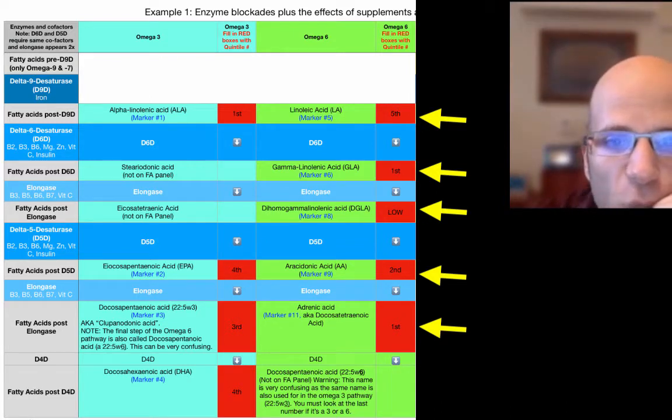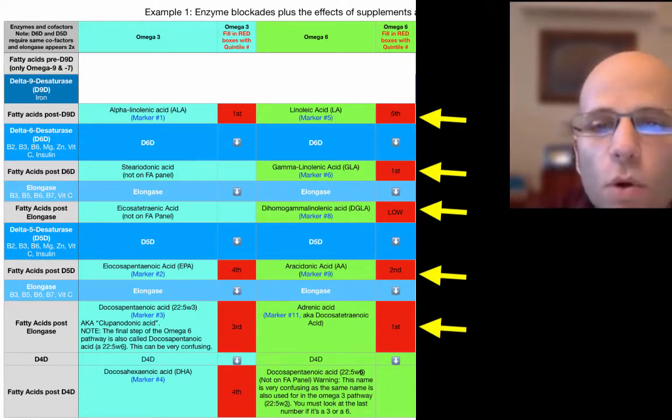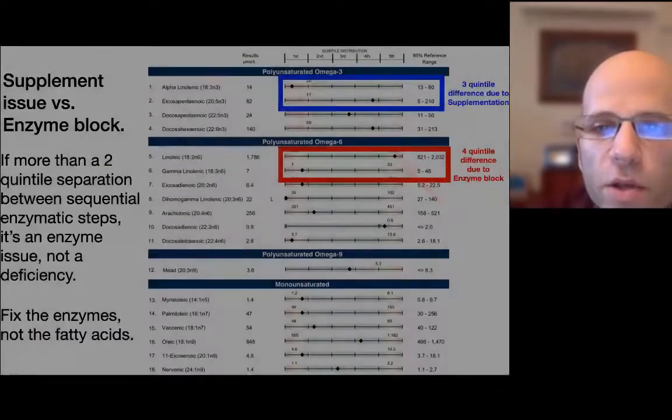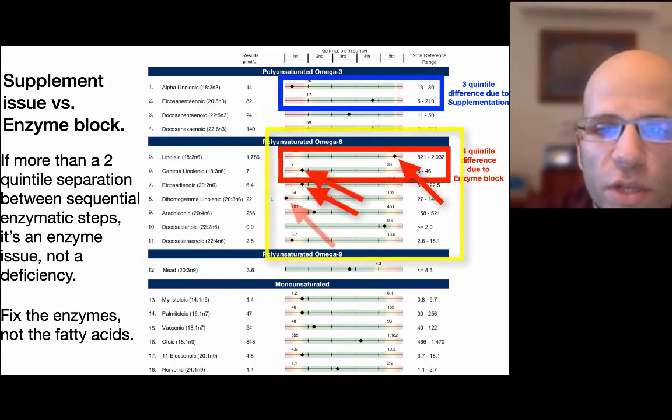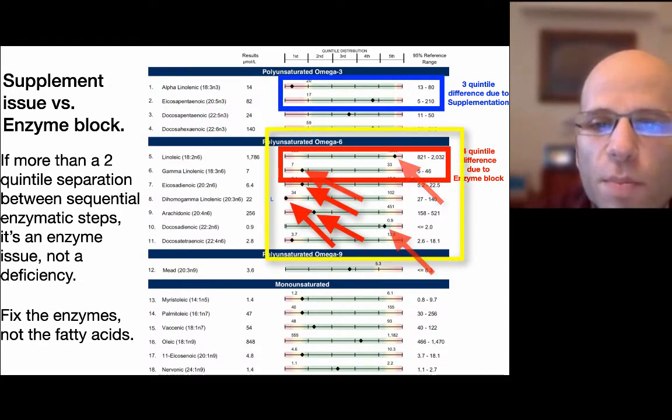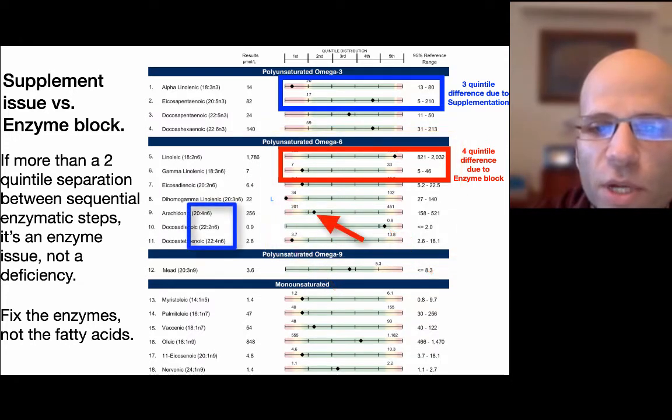is the quintile differences in order of the actual pathway, because it can appear that it goes fifth to first to low, and then it jumps up to the fifth. But this is inaccurate because arachidonic, this difference from here to here doesn't happen in order. So we're not seeing it, like it's missing an enzyme step here.